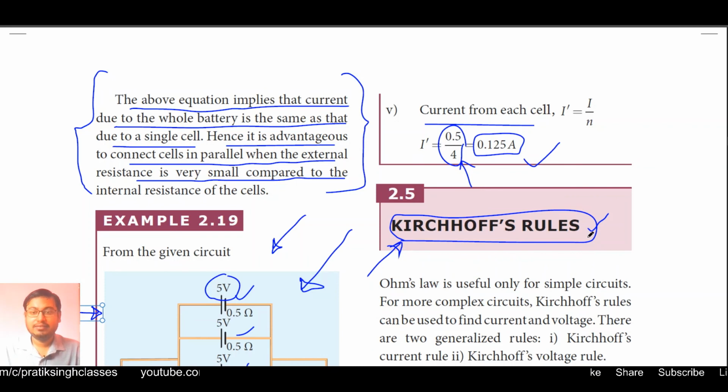And here you have to use a combination of series as well as parallel. That means in the same circuit you will have a series combination as well as a parallel combination, and then you have to find different terms.